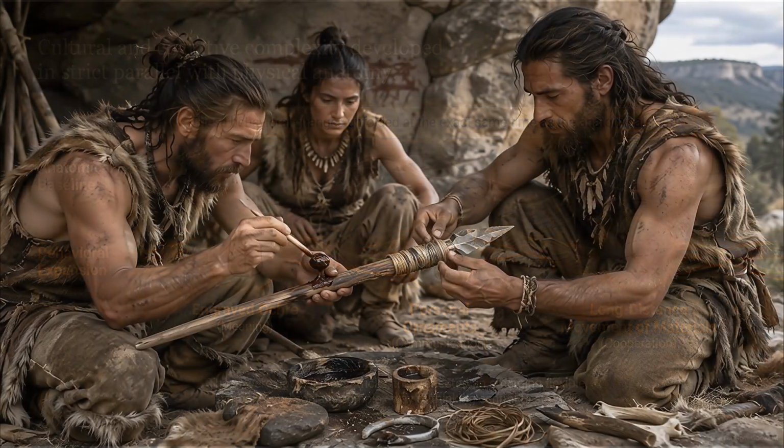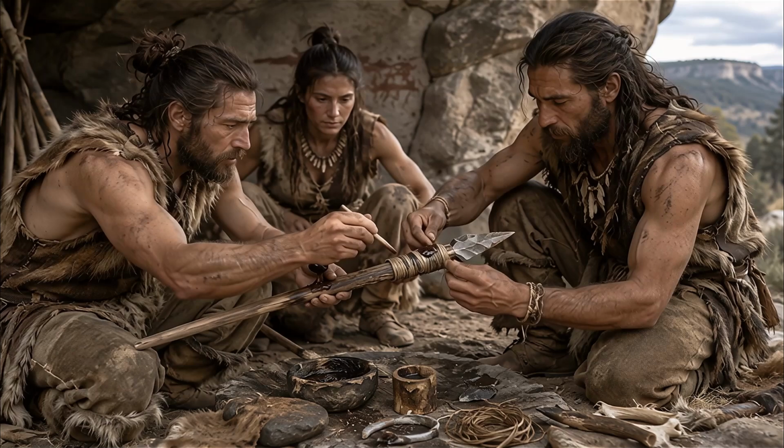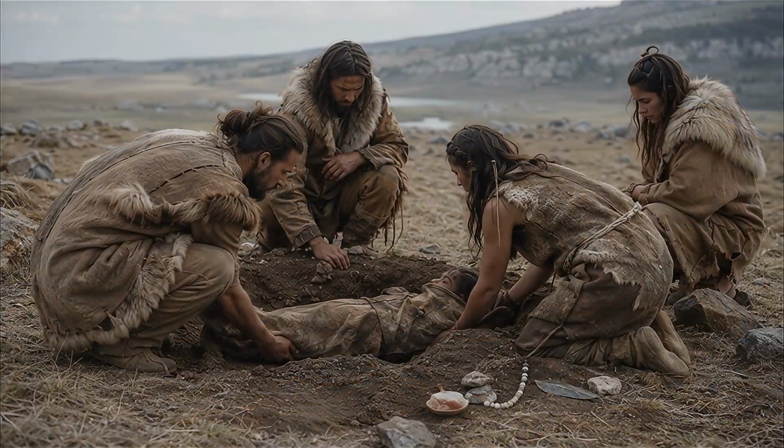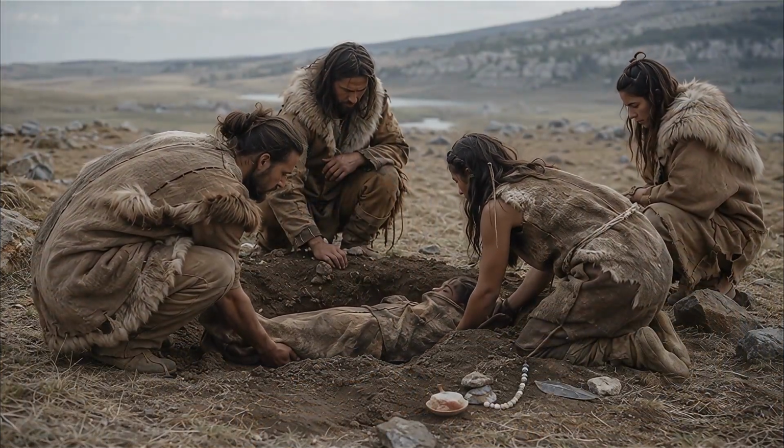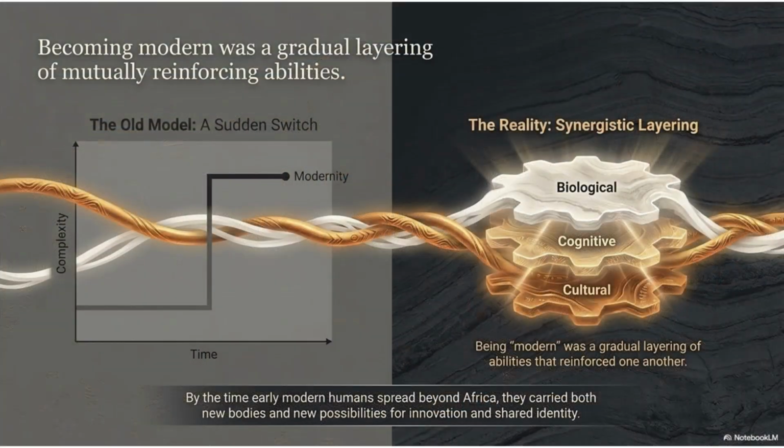You might wonder why tying anatomy and behavior together matters. It matters because it shows us that being modern wasn't a switch that flipped. It was a gradual layering of abilities, biological, cognitive, and cultural, that reinforced one another. By the time early modern humans began spreading beyond Africa, they were carrying not just new bodies, but new possibilities for innovation and shared identity.